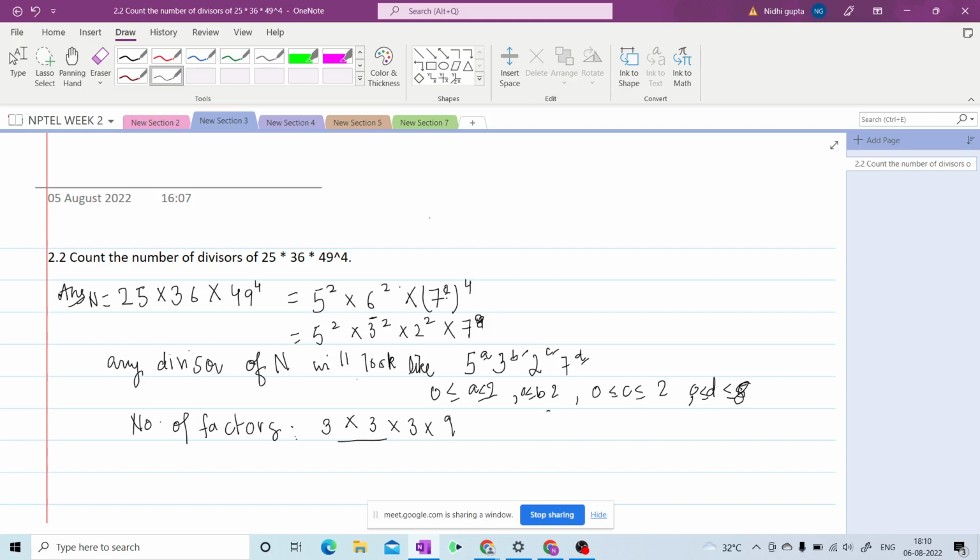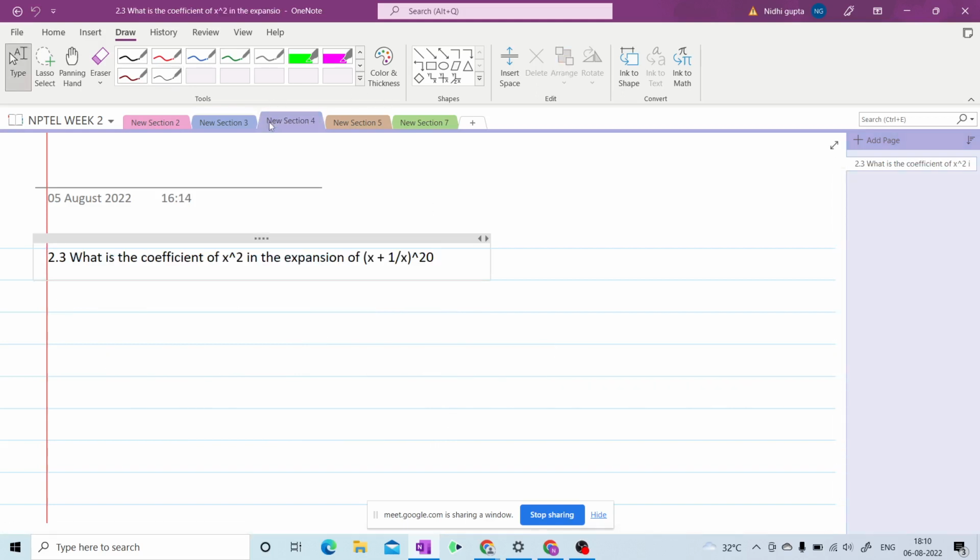Nice. So this is the final answer. Now the next question is, we have to find the coefficient of x square in this expansion: x plus 1 by x, raised to the power 20. So how do we do it?